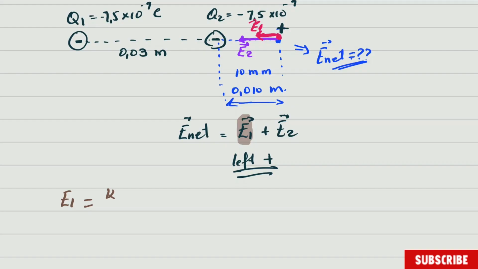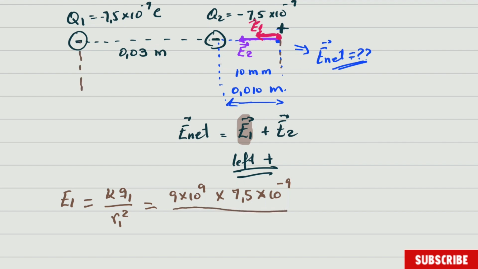So we say E1 equals K multiplied by charge 1 divided by distance 1 squared. Now we're going to substitute, even though we're going to speak about the distance right now. When we substitute, 9 times 10 to the 9 multiplied by 7.5. Remember, both of them are 7.5, and I want you to note something. In this formula, you do not substitute the signs of the charges. Multiplied by 10 to the minus 9, everything divided by the distance from charge 1, guys.